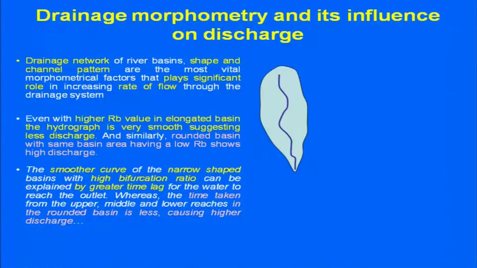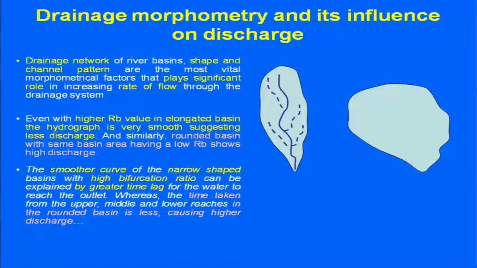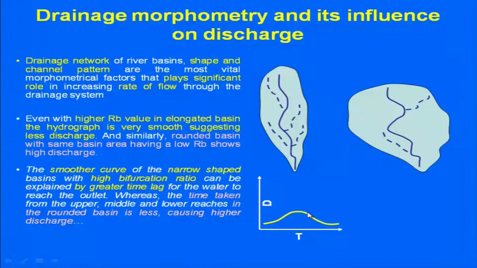So you have the elongated basin and then you have the higher bifurcation ratio here, and then you have the rounded basin, and the bifurcation ratio here is less. So the hydrograph, that is the discharge and time, which shows the time taken to bring the main channel into a flooding state, is very smooth here.